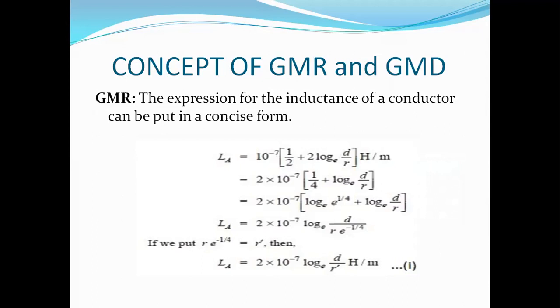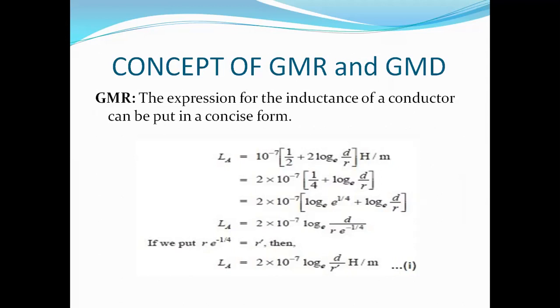That is the inductance LA. A means we consider conductor A. So if we consider there is a conductor and the conductor is A, the inductance of the conductor will be LA equals 10 to the power minus 7 into (1/2 plus 2 log D by R to the base E). And here the unit is Henry per meter.